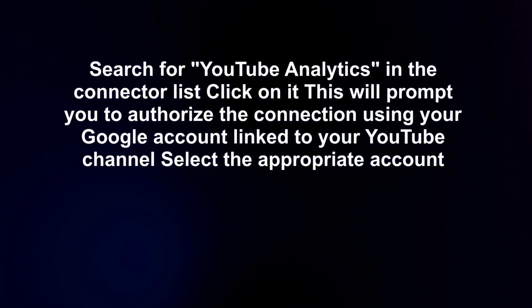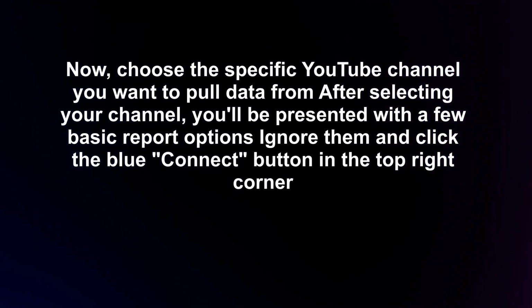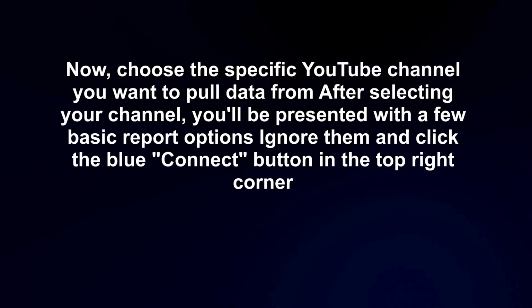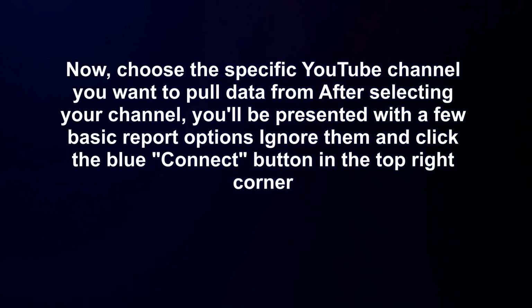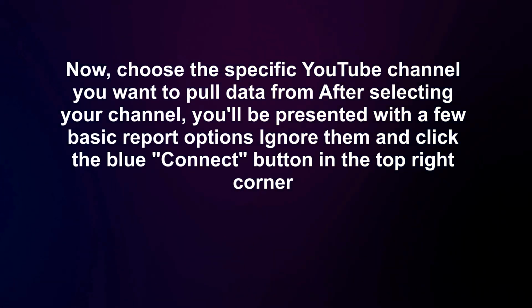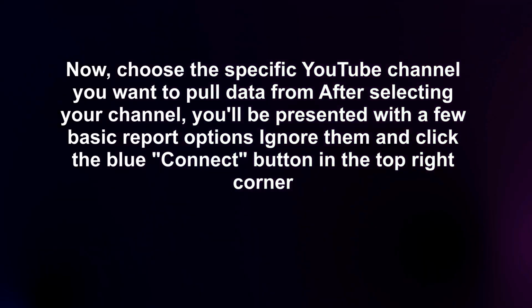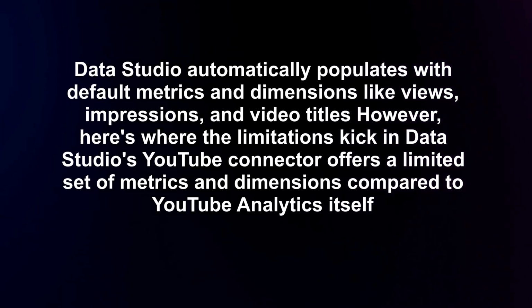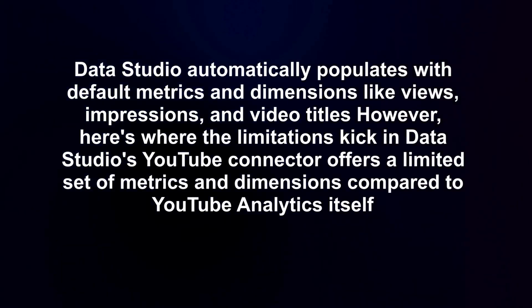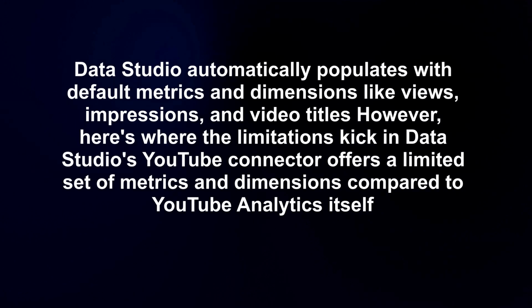Select the appropriate account. Now, choose the specific YouTube channel you want to pull data from. After selecting your channel, you'll be presented with a few basic report options. Ignore them and click the blue Connect button in the top right corner. Data Studio automatically populates with default metrics and dimensions like views, impressions, and video titles.